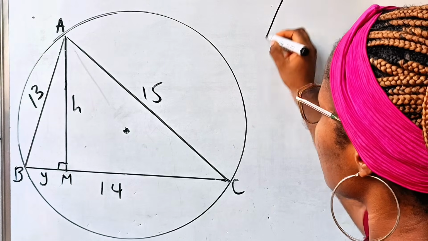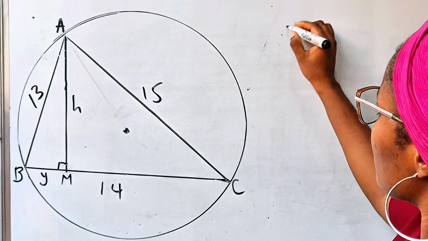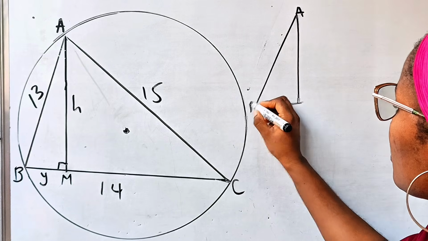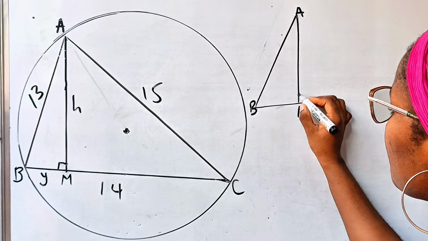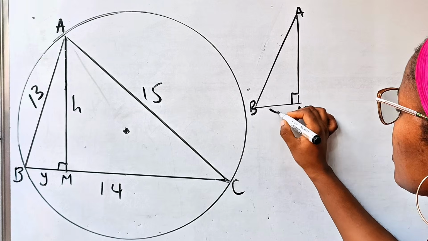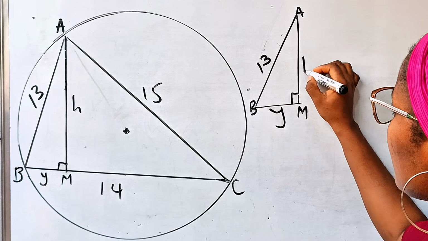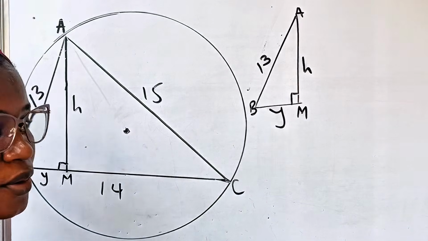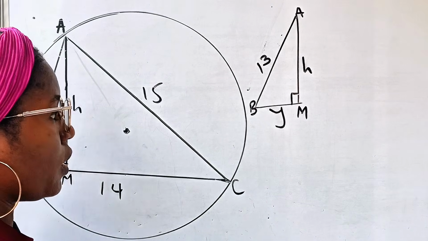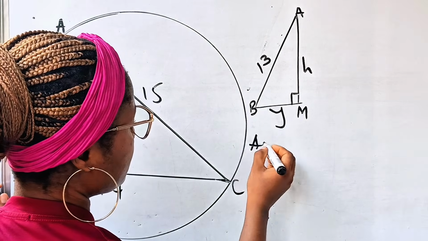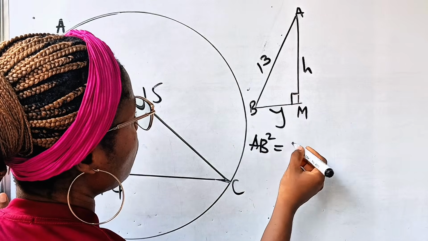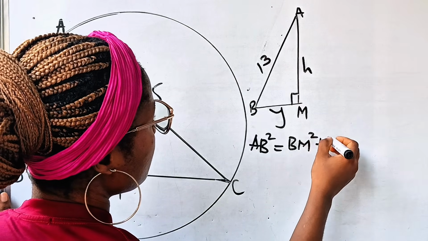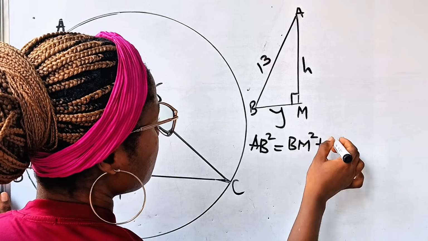So let's draw that out. Triangle ABM. This is A, this is B, and this is M. This is 90 degrees, this is Y, this is 13, and this is H. Now, using the Pythagorean theorem, we have that AB squared is equal to BM squared plus MA squared, or AM squared.